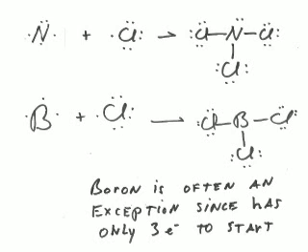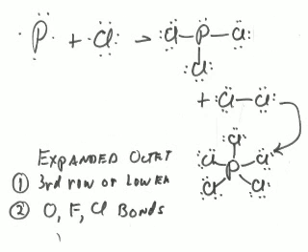And this is again an exception to our octet rule. You have to keep in mind the octet rule is a rule of thumb. That is, it works most of the time, but there are exceptions. And it turns out boron compounds frequently are exceptions to the octet rule, simply because the boron runs out of electrons before it can form enough bonds to reach its 8. So boron gives us exceptions to the octet rule.